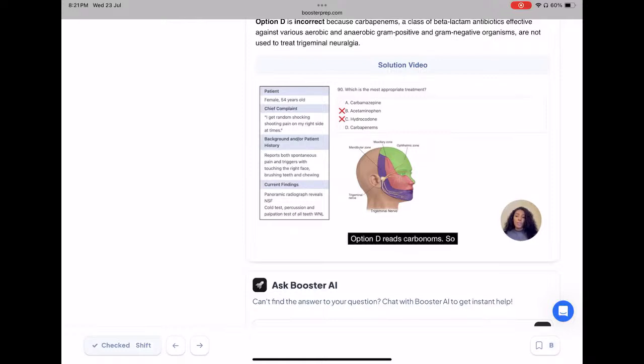Option D reads carbapenems. This is a beta-lactam antibiotic that acts on aerobic and anaerobic gram-positive and gram-negative organisms, but this is not a bacterial infection, so this would not treat trigeminal neuralgia, making this incorrect. Leaving us with option A, carbamazepine. This is an anticonvulsant and it inhibits neuronal sodium channel activity, so it brings down the excitability of neurons, and this will then treat the trigeminal neuralgia, making this the correct answer for this question.